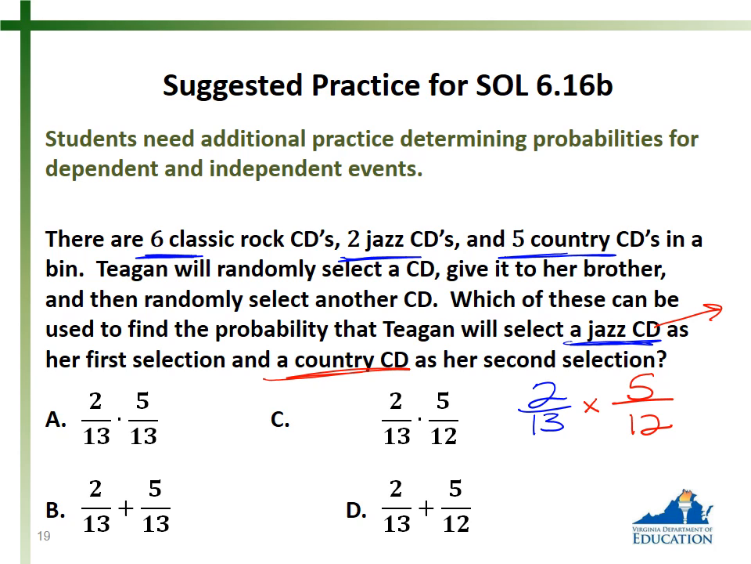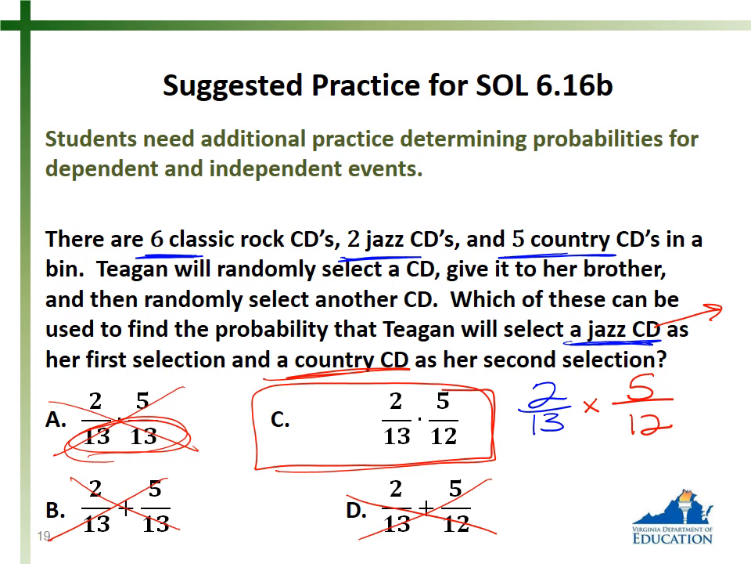So let's figure out which one of these matches. So letter A, we notice that our denominators are the same. So cross that out. B is addition, and D is addition. So we're only left with one option, which is going to be C.